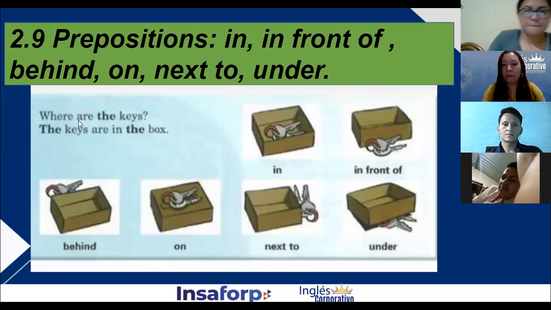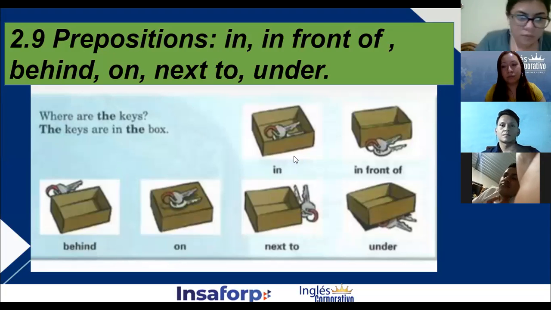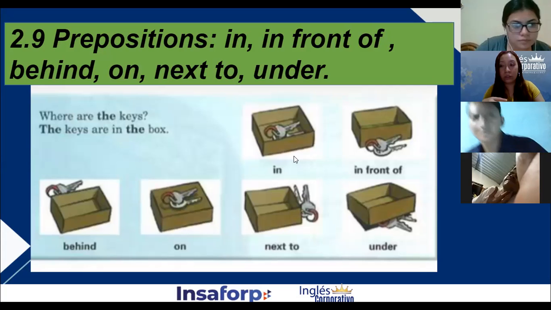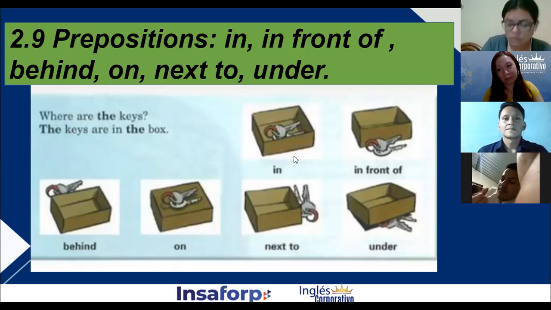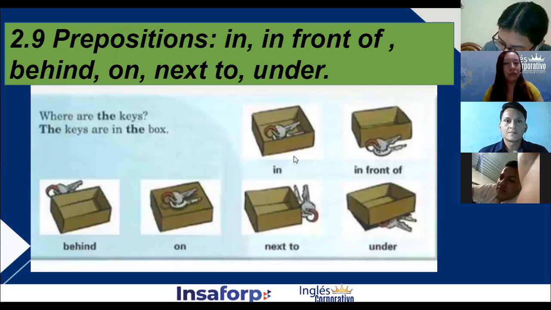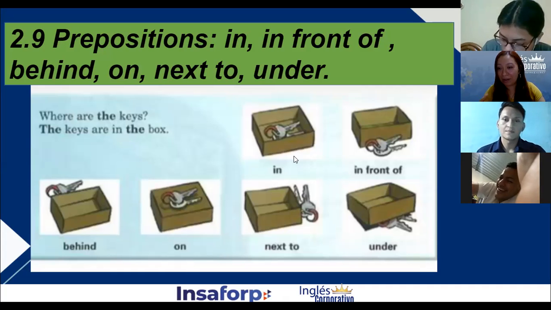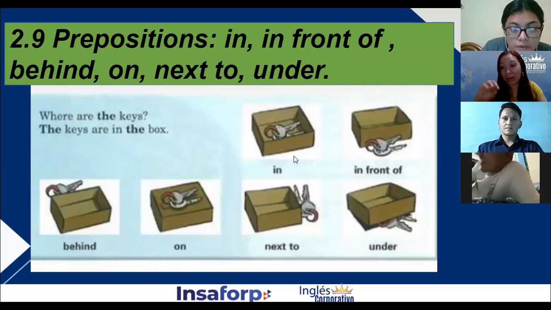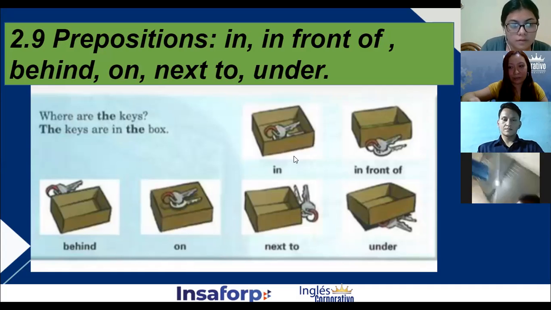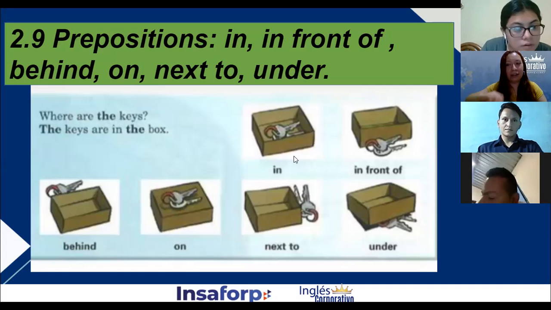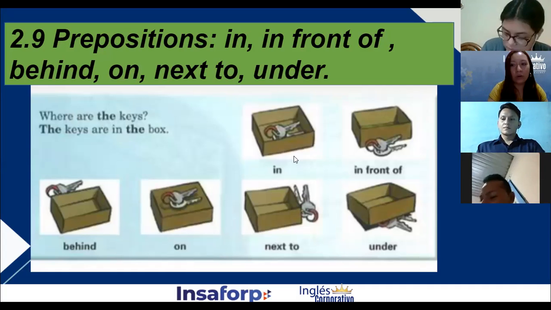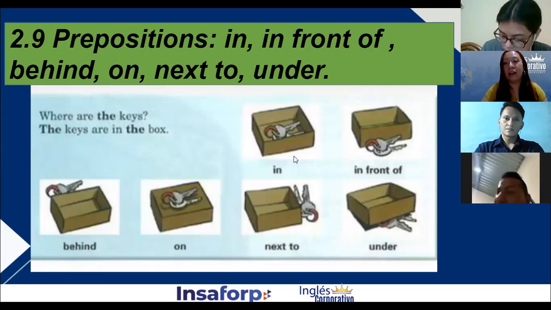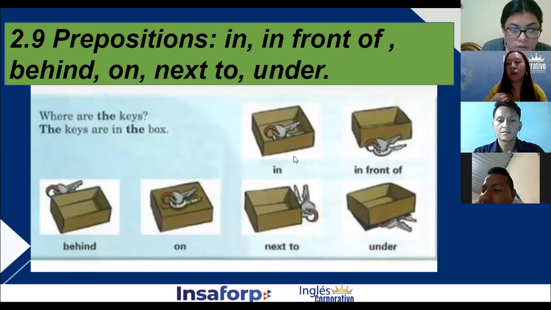So, vamos a hacer un escenario en que yo les voy a hacer una pregunta a ustedes. Where do you live? Pero no quiero que me contesten I live in San Salvador. Lo que quiero que me contesten es una referencia. Me van a dar una referencia. Ustedes viven a la par de, atrás de, enfrente de. Como yo les acabo de decir, I live in front of a school. Yo vivo enfrente de una escuela.